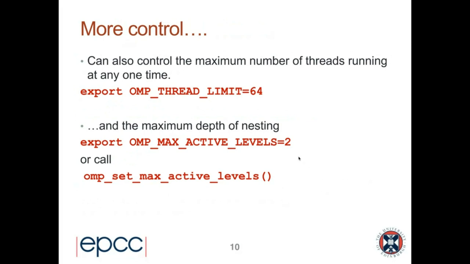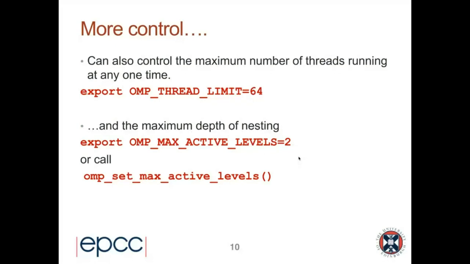Using nested parallelism is an easy way to create an awful lot of threads, and it can be hard to avoid oversubscribing your hardware. So typically you don't want to create more OpenMP threads than you have, say, hardware cores or hardware threads or virtual cores or hyperthreads or whatever you happen to like to call the piece of hardware. So there's some additional functionality here. You can control the maximum number of threads that are running at any one time with the environment variable OMP thread limit. So if I say export OMP thread limit equals 64, that means that there will never be more than 64 threads running at any one time. So that's a useful way of matching that to my hardware resources and telling the runtime not to oversubscribe.